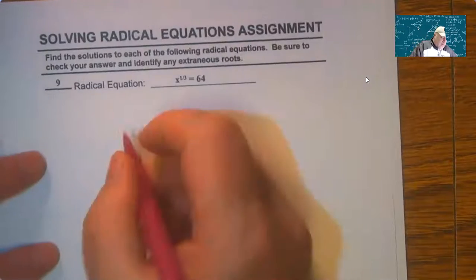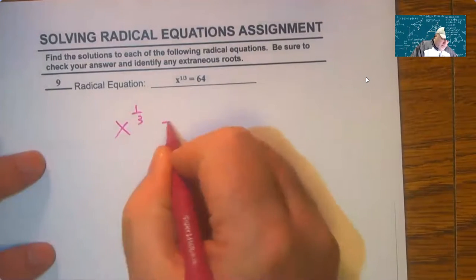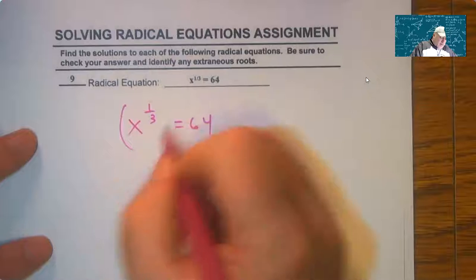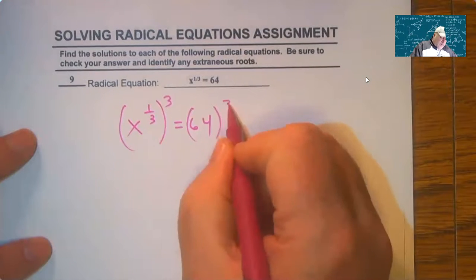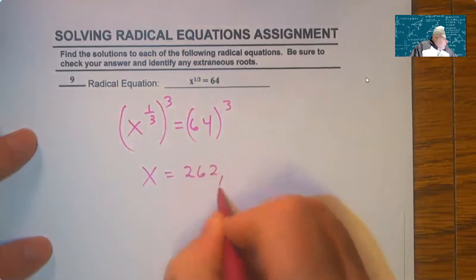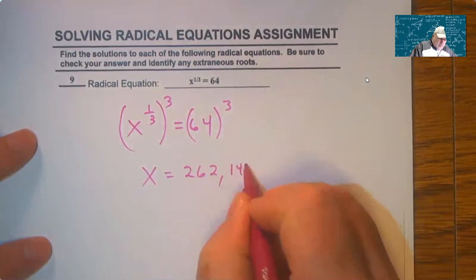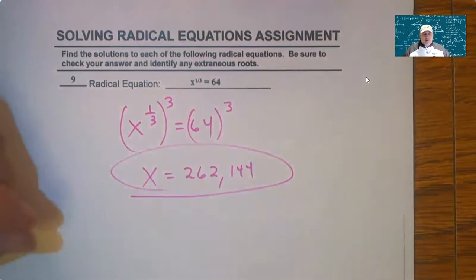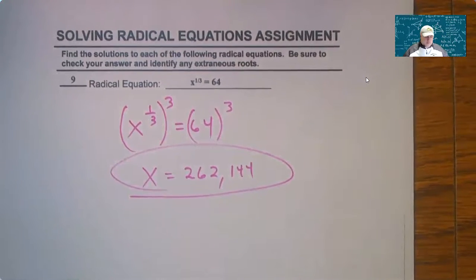So x to the 1/3 equals 64. Please don't put 4. Don't put what it looks like. You need to know the method of solving here. Okay, so this is 262,144. So what that means is the cube root of 262,144 is 64. So 64 times 64 times 64 is that.